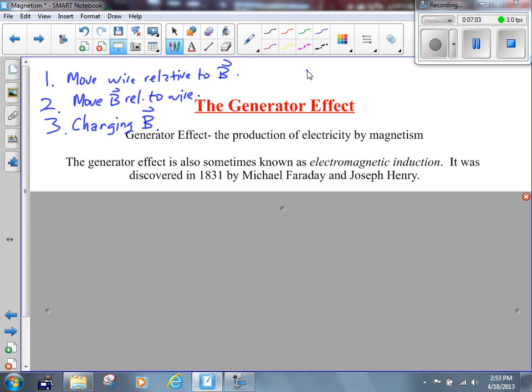We'll focus on the first one, when we move the wire relative to the magnetic field. When we focus on that, however, understand that the second one works exactly the same way. The same analysis really applies. It's just helpful for us to look at one. The third one works on a bit of a different principle. We won't really talk about that. You just have to know that a changing magnetic field does cause an electric current to be generated.